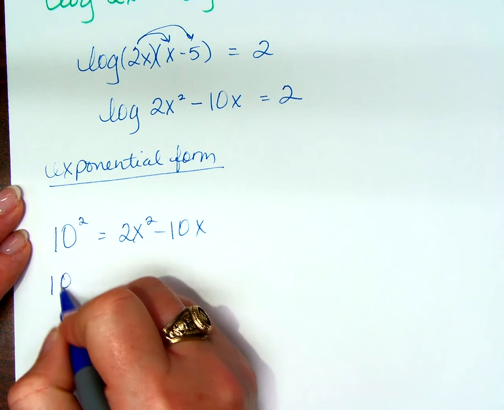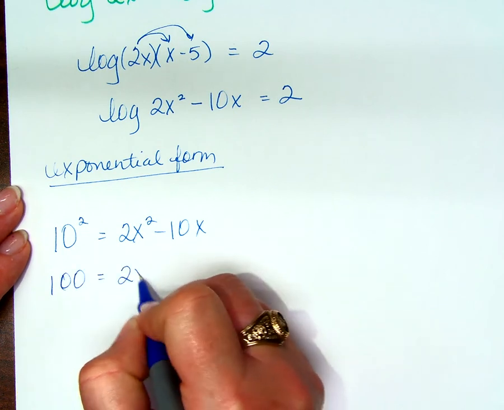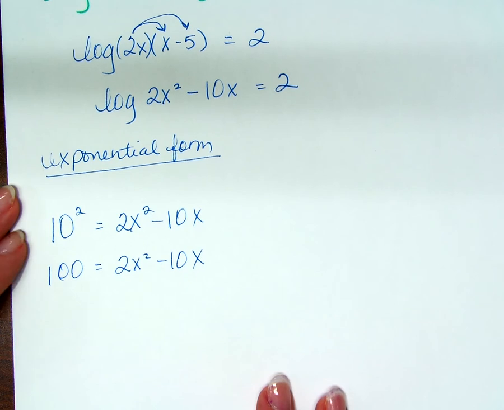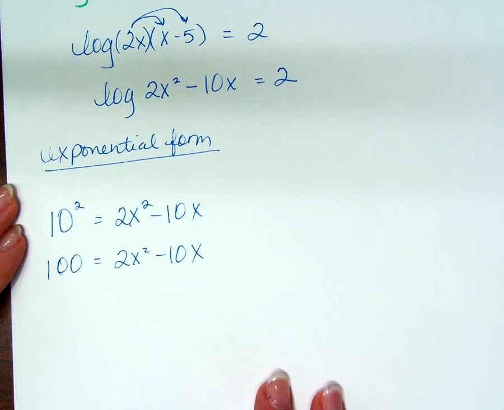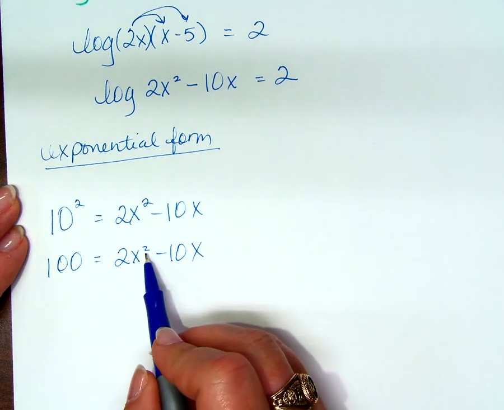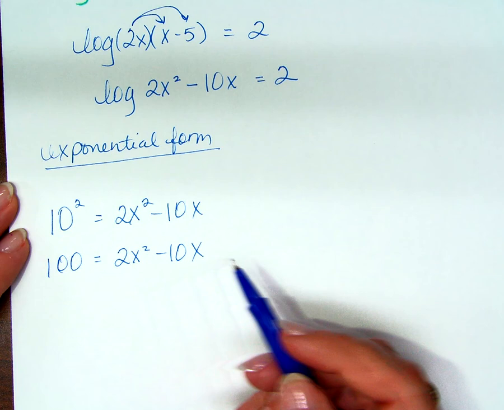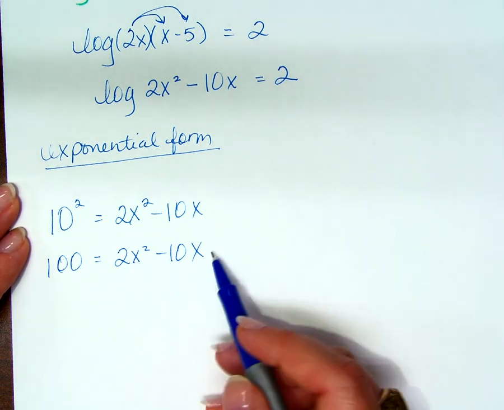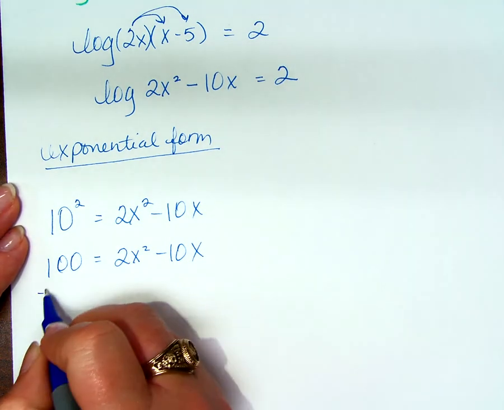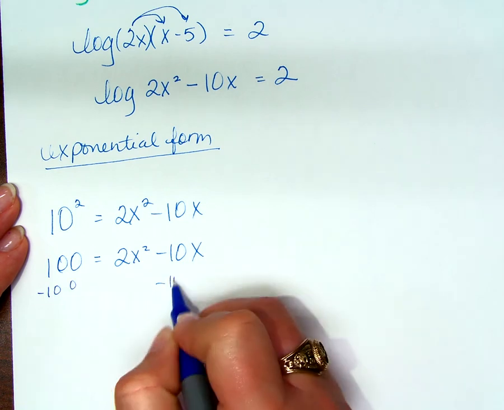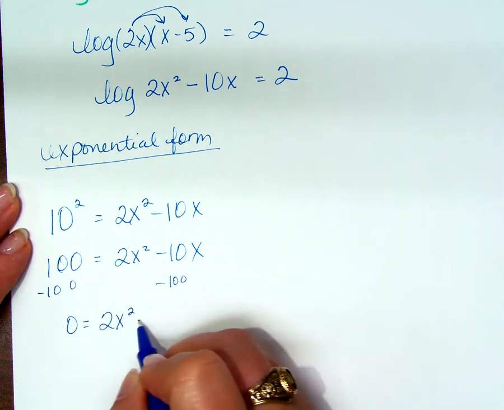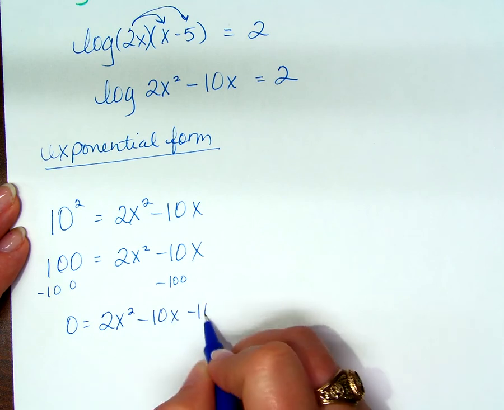That's 100. 100 equals 2x squared minus 10x. So how do we go about solving this problem? Well, what type of problem is it? When a squared shows up, I know it's a quadratic. So I know I want to get it equal to 0 because there's an x squared and an x term. So I'm going to go ahead and subtract 100 from both sides. So 0 equals 2x squared minus 10x minus 100.